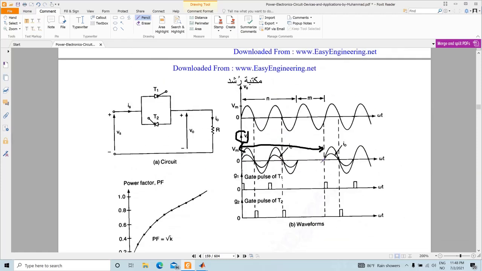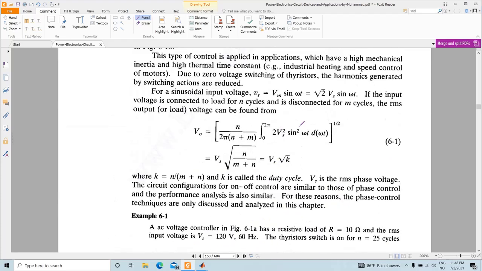for the whole time you divide it by the whole time, which corresponds to both N plus M. So it corresponds to N plus M multiplied by twice pi. So this is the RMS, this is the expression for the output RMS voltage, and if you do the simplifications, you end up with Vs square root of N divided by M plus N, which is also defined as root over K, or in this particular case K is called the duty cycle.